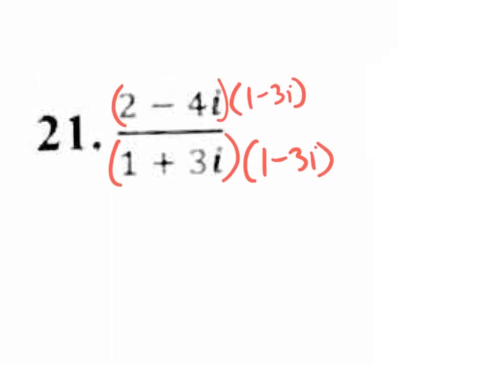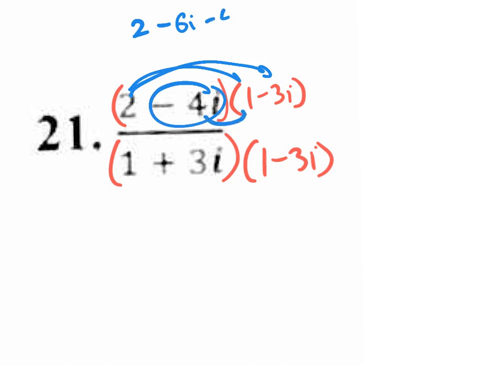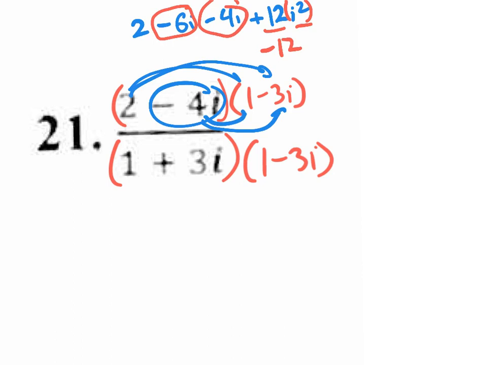Let's do the top. 2 times 1 is 2. 2 times negative 3i is negative 6i. Negative 4i times 1 is negative 4i. And then negative 4i times negative 3i is positive 12i squared. Again, be careful with that i squared. You have to change it to a negative 1. So you really have 12 times negative 1. What's that? That's negative 12. And how about when I combine negative 6i with a minus 4i, what do I get?